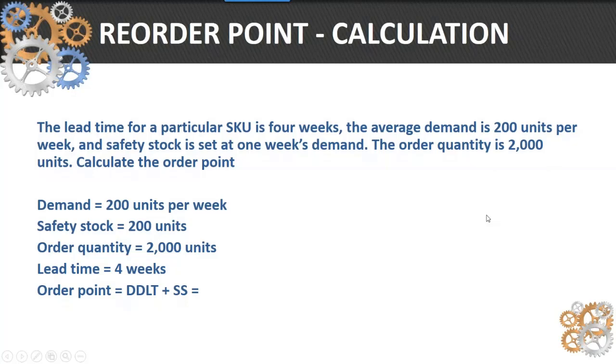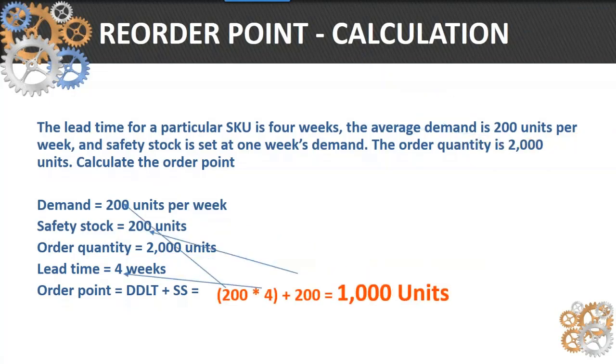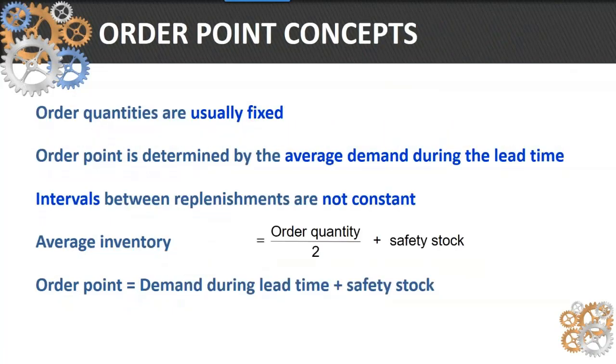Here's a simple reorder calculation. We've got 200 units per week, 200 units of safety stock, order quantity of 2,000, and a 4-week lead time. So you can see that you could very easily create a spreadsheet that has all these parameters and automatically calculate the reorder point for each independent demand item.